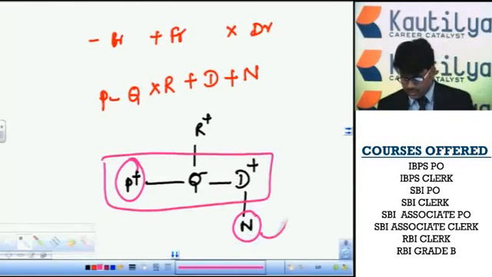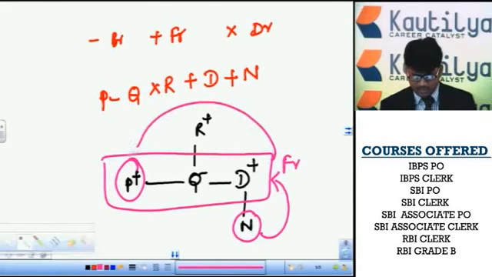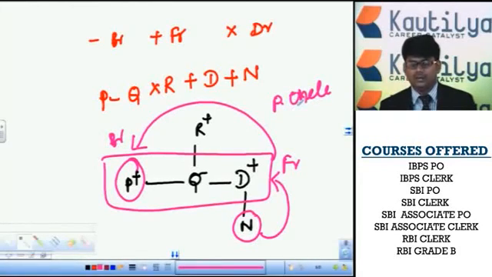N is called by D as a father. That father, D, is called by P as a brother. Finally, N is called by P as a father's brother. Father's brother is paternal uncle. P is the paternal uncle of N. This is the answer for the question. Thank you.